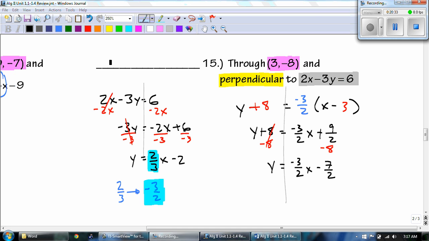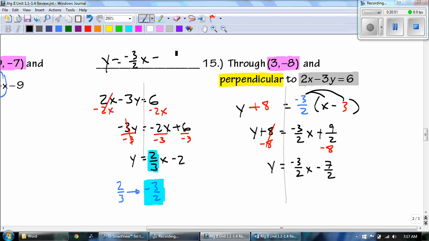Okay, remember, guys, it's okay if you have a fraction as your y-intercept. Okay? Because when you distributed the -3/2 times -3, you should have gotten 9/2. Subtract 8, and then you get -7/2. Okay? So -7/2.